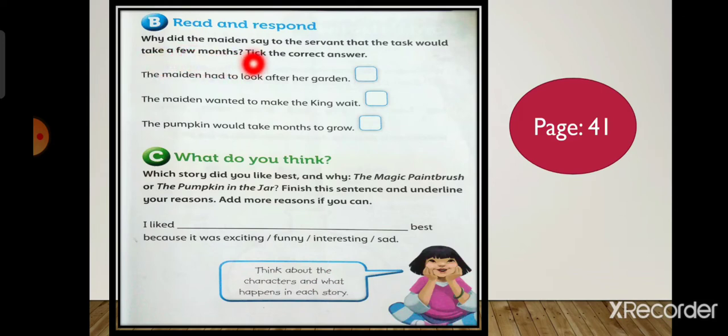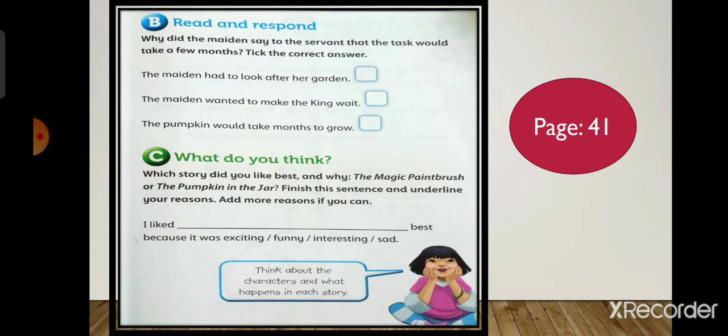why did the maiden say to the servant that the task would take a few months? Tick the correct answer. Here are 3 options. The maiden had to look after her garden. The maiden wanted to make the king wait. The pumpkin would take months to grow. What do you think? What is the correct answer?